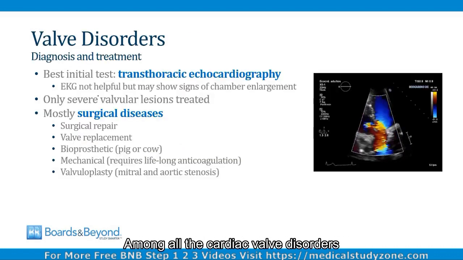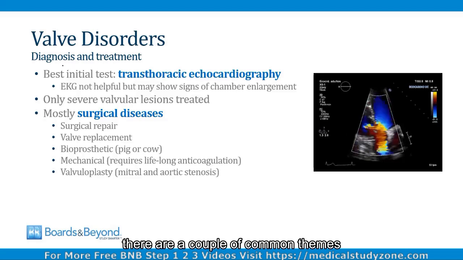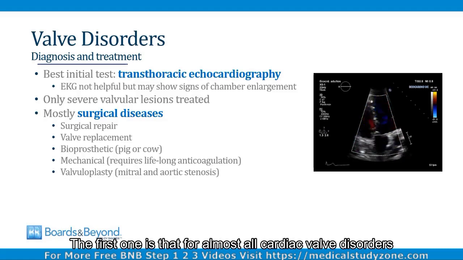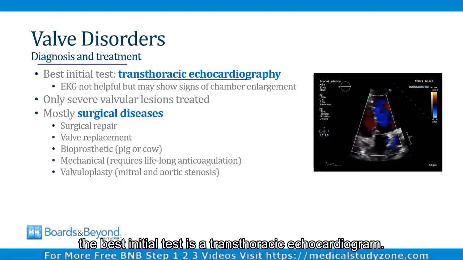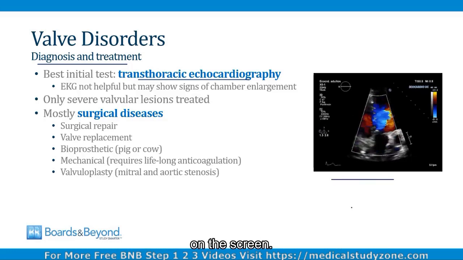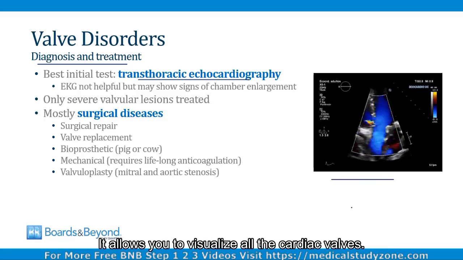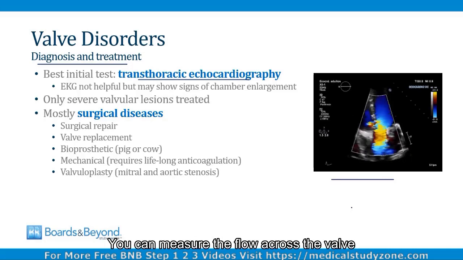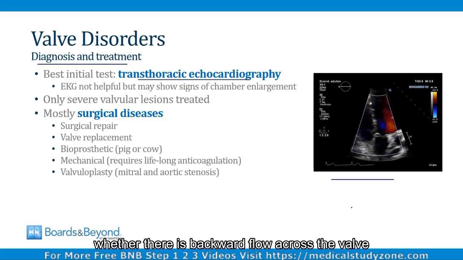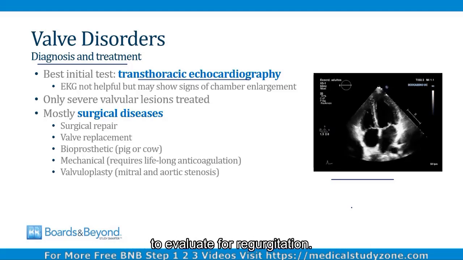Among all the cardiac valve disorders, there are a couple of common themes in diagnosis and treatment that I'll mention on this slide. The first one is that for almost all cardiac valve disorders, the best initial test is a transthoracic echocardiogram. This is an example of a transthoracic echocardiogram on the screen. It allows you to visualize all the cardiac valves. You can measure the flow across the valve to screen for stenosis, and you can evaluate whether there is backward flow across a valve to evaluate for regurgitation.